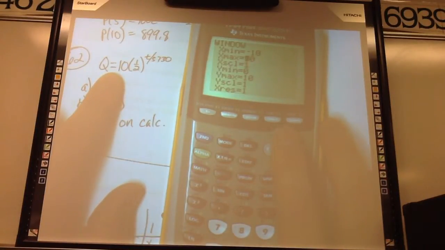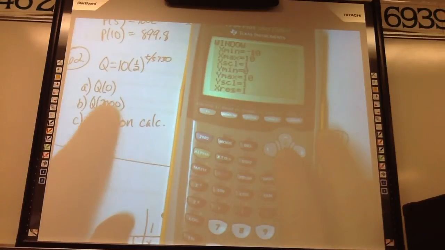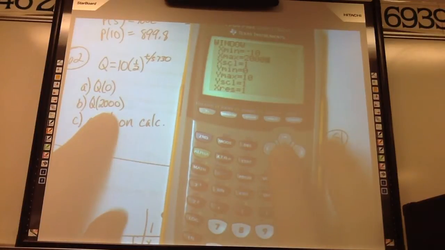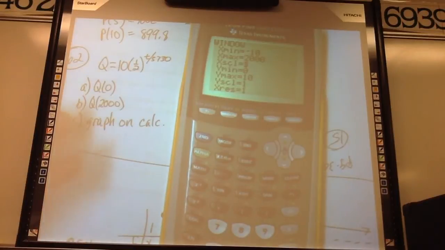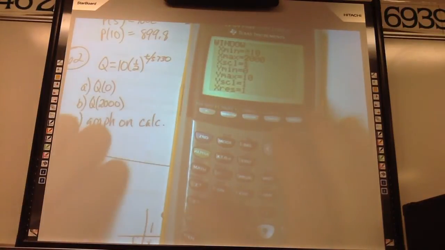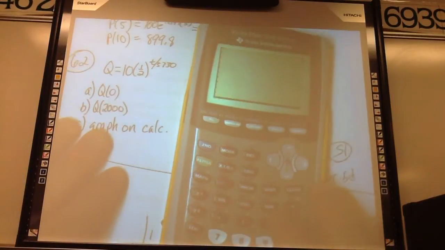But my x, do I need negative? Oh, we can leave the negative x's on there. What I really want though, don't I want like Q of 2000? So let's go to 2000. You can change the scale if you want. If you leave it at 1, it's just going to put a thick black line because it can't put 2,000 little marks there. That's the number of marks it's going to put. It's going to go every 1. We'll just go from 0 to 2,000 and we'll say graph it.